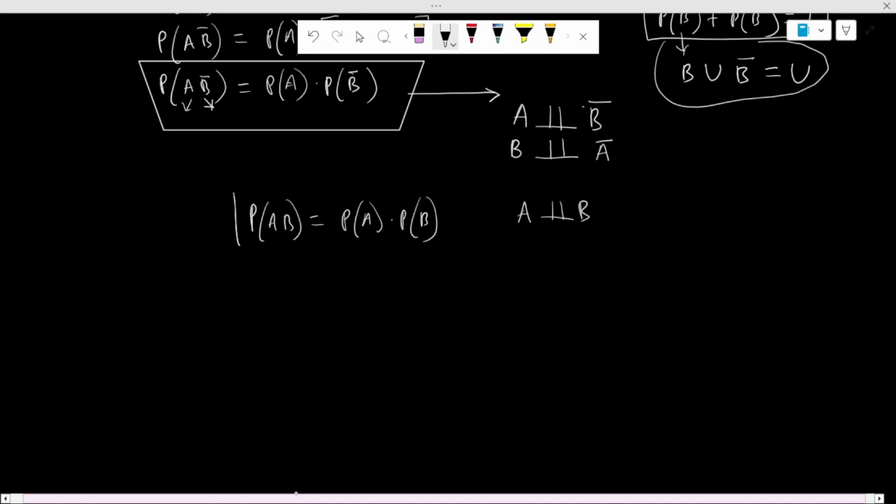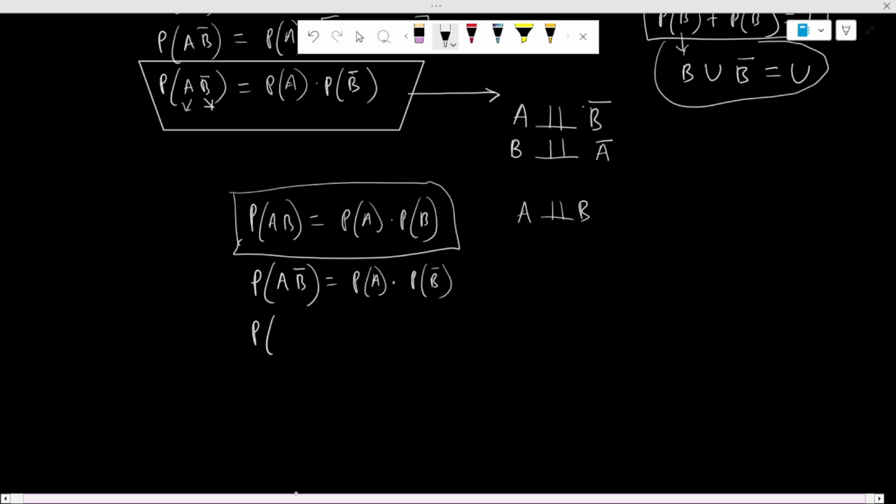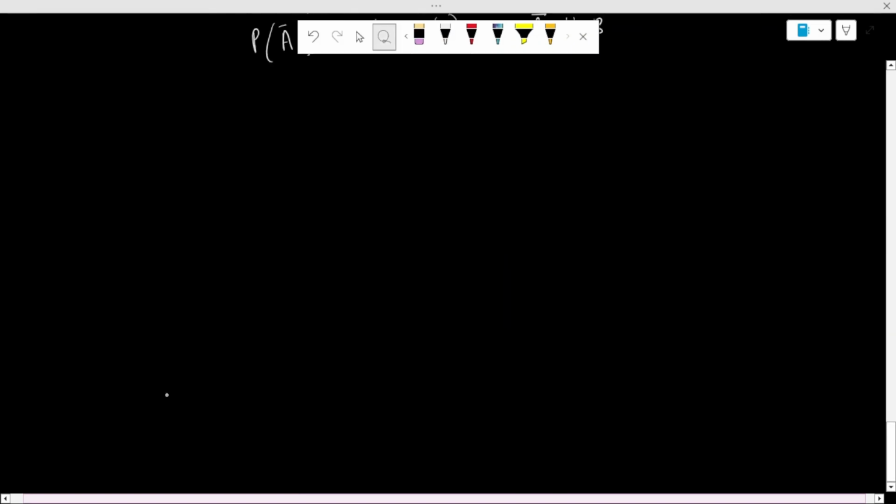If we can ensure this, then the ultimate result is that the probability of A and B complement also follows this independence, as well as the probability of A complement and B. So what does this indicate? This indicates that A and B complement are also independent, and this states that A complement and B are also independent. We are going to concentrate on three events.